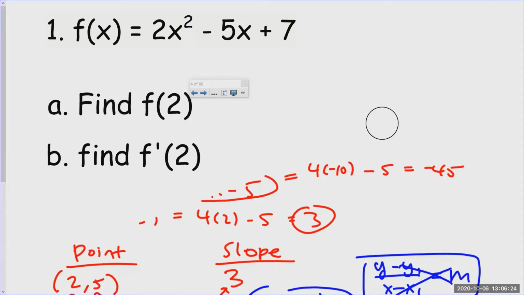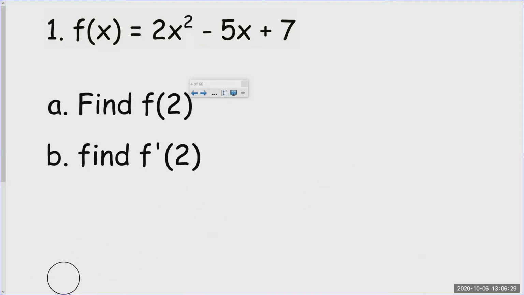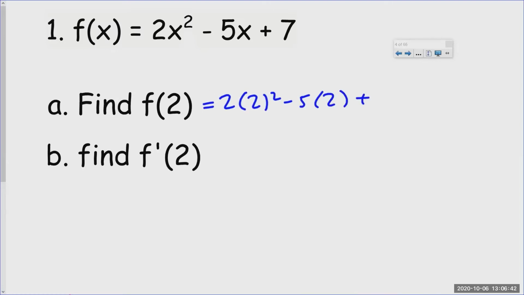tangent line, okay? In your first question in your warm-up, it asks you what f of 2 is. It says, here's what f is. Tell me what f of 2 is. If you know f, how do you get f of 2? Plug into everywhere there's a what? Everywhere there's an x, you plug in 2, right? So this would be, now be careful, it's not 2 times 2 squared. It's 2 squared, then times 2, right? Because exponents come before multiplication. So that's going to be 8 minus 10 plus 7. So that's going to be 5.